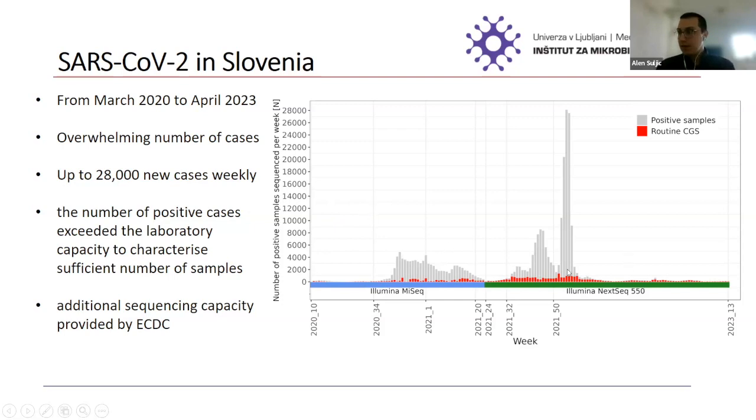Although we managed to increase diagnostic capacity by the end of 2020 with a higher throughput sequencer, the emergence of SARS-CoV-2 variants revealed another deficit that underscored the need for rapid and efficient genome sequencing. So this image shows in gray bars the total positive samples in each given week, and red bars indicate the number of sequenced samples with our routine complete genome sequencing program.